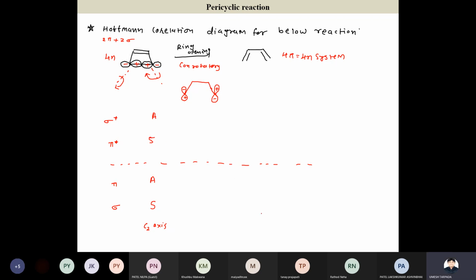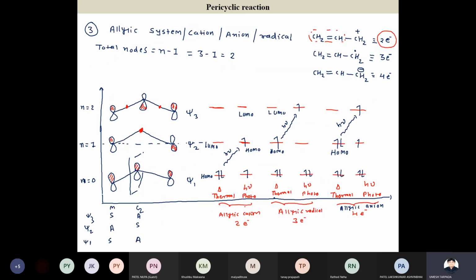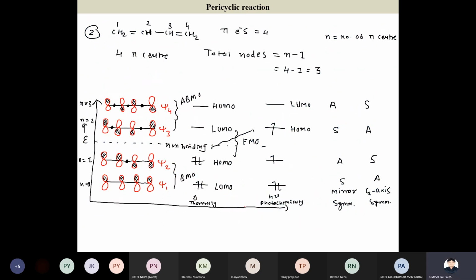Now in the case of the product, that is 4 pi electron, so it is a butadiene. Butadiene has 4 levels, that is called psi 1, psi 2, psi 3, psi 4. So what about the psi 1 level in the case of butadiene? We are talking about psi 1.